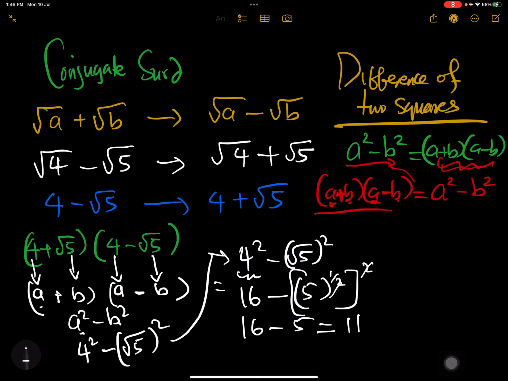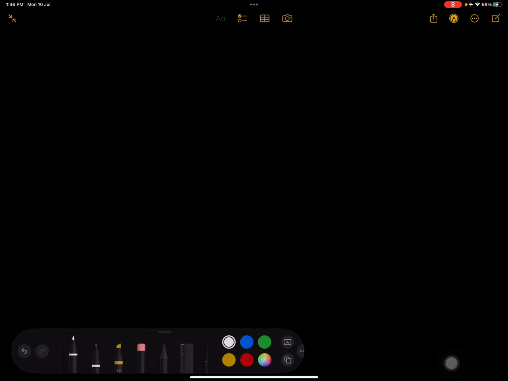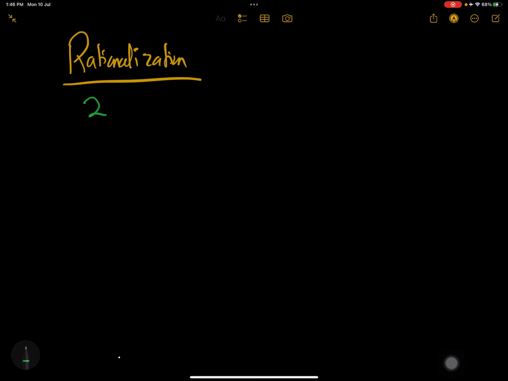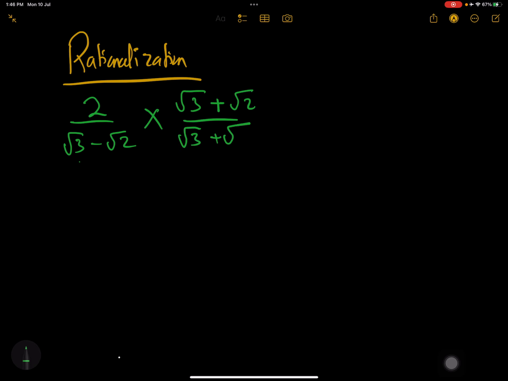Now, we're also going to talk about rationalization of a surd. If you are told to rationalize the denominator or rationalize the surd, it means you're going to change it. So let's say we have something like 2 divided by square root of 3 minus square root of 2. We want to rationalize, so we multiply by the denominator, which is square root of 3, but the sign has to change to plus. So we multiply by square root of 3 plus square root of 2, divided by square root of 3 plus square root of 2.